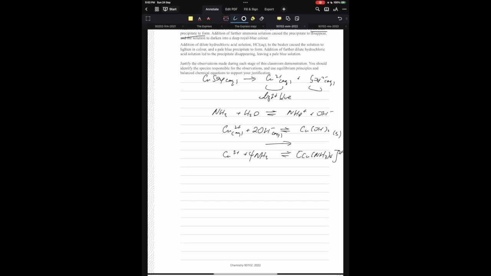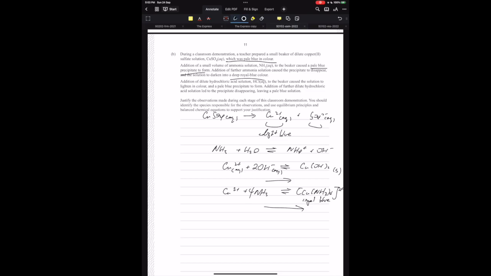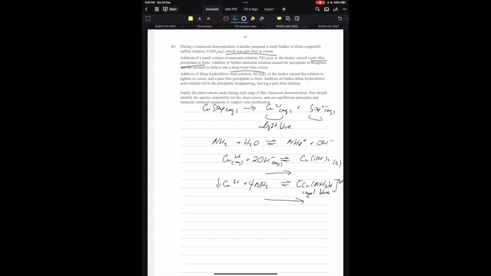And basically, as you add excess ammonia to the solution, any copper that was in the solution would be forced this way. And it would form this complex ion, and this complex ion also happens to be royal blue. So that justifies why the solution turns into a deep royal blue color. And as you remove copper 2 plus from the solution, it actually forces this equilibrium to go the other way. Because as you remove copper 2 plus, more copper hydroxide will be able to dissolve, and it increases the copper 2 plus again. And so that justifies why the precipitate disappears.